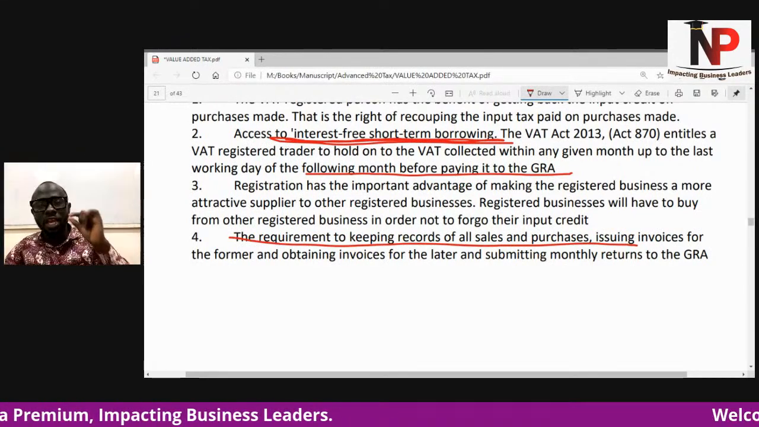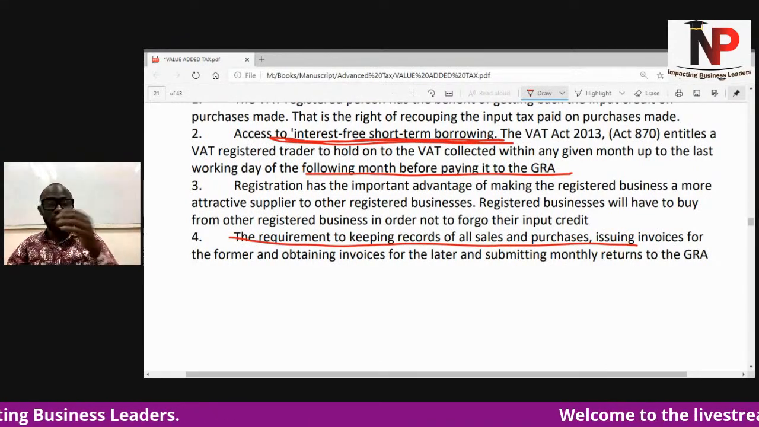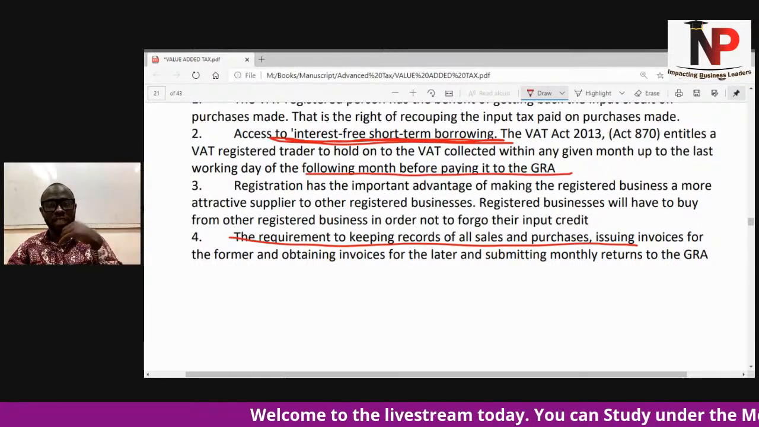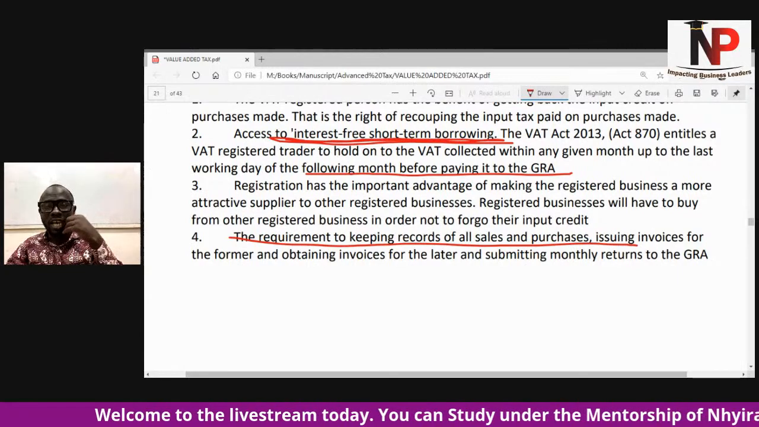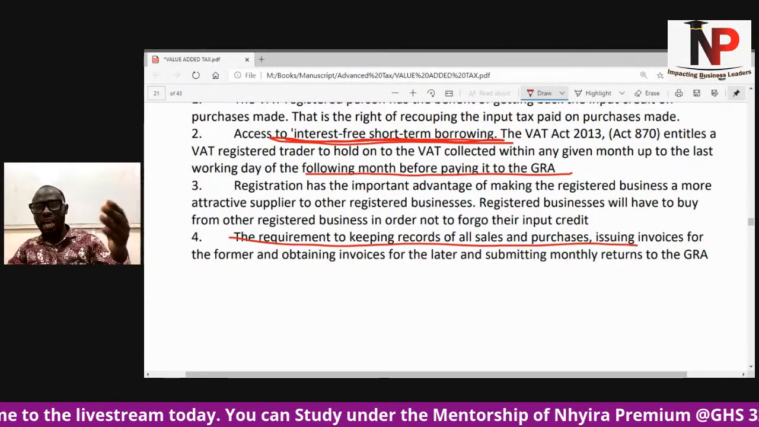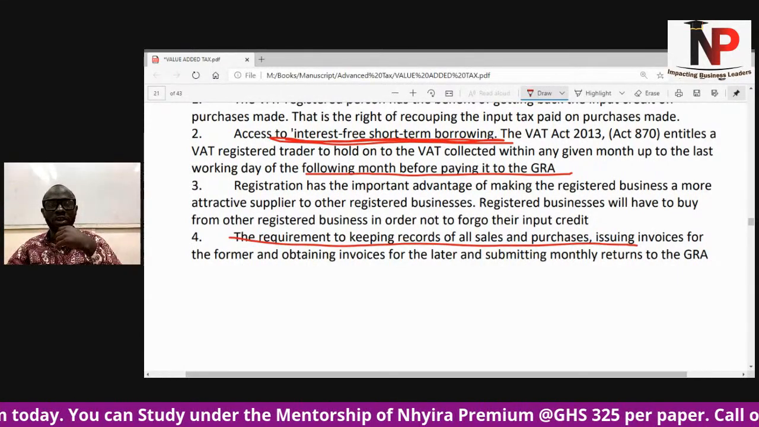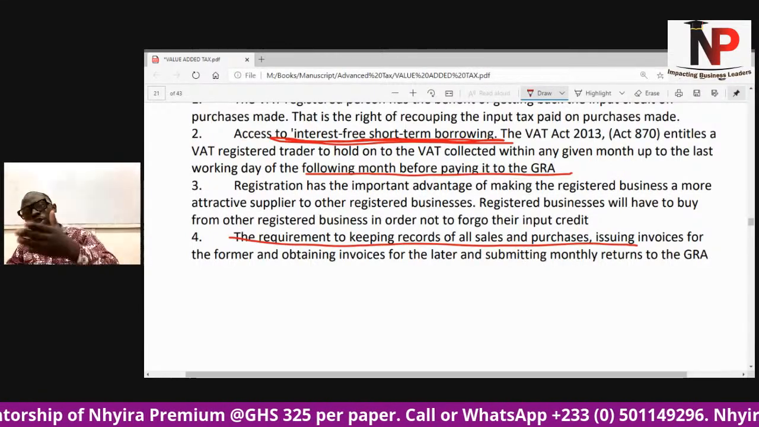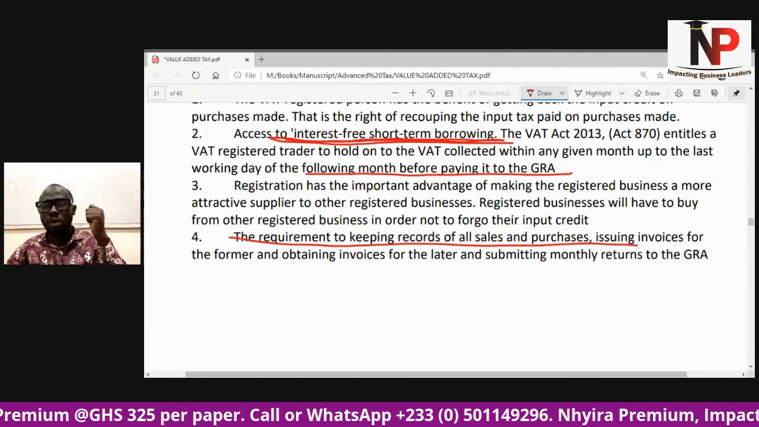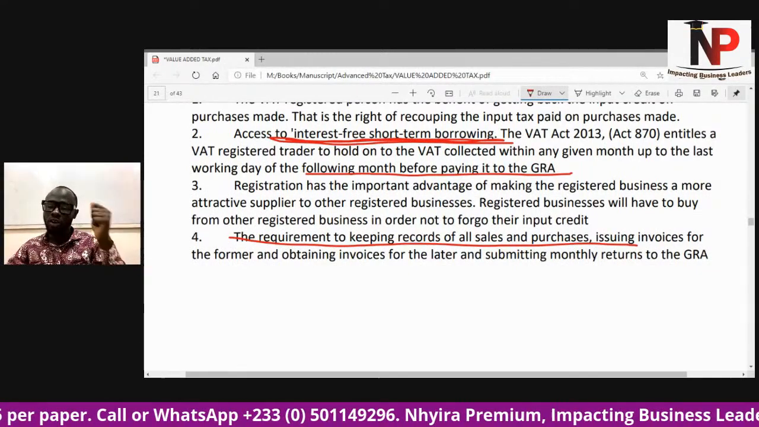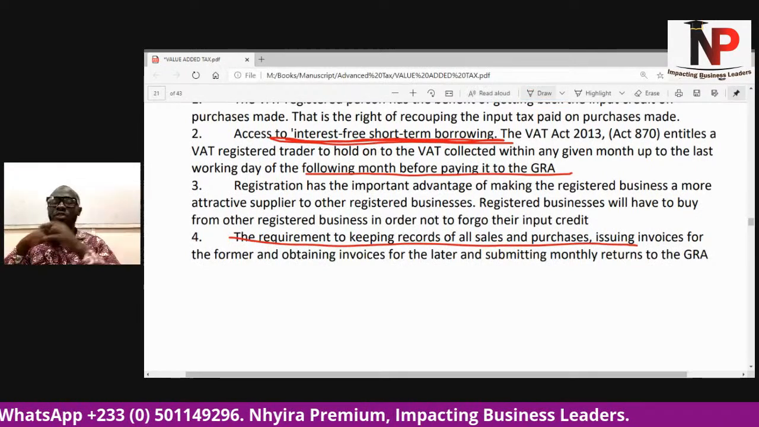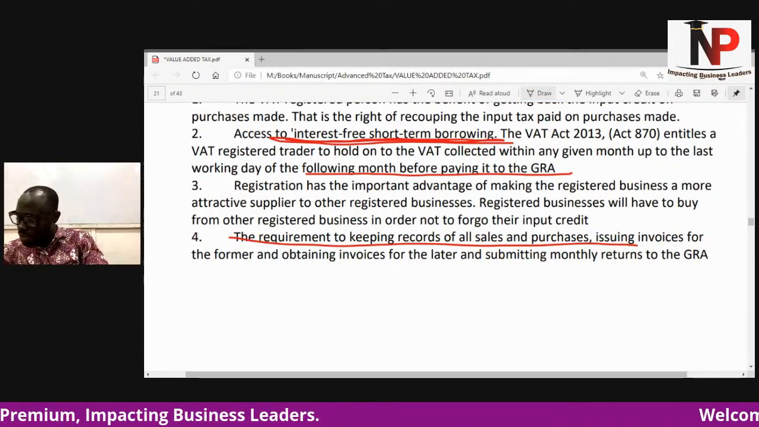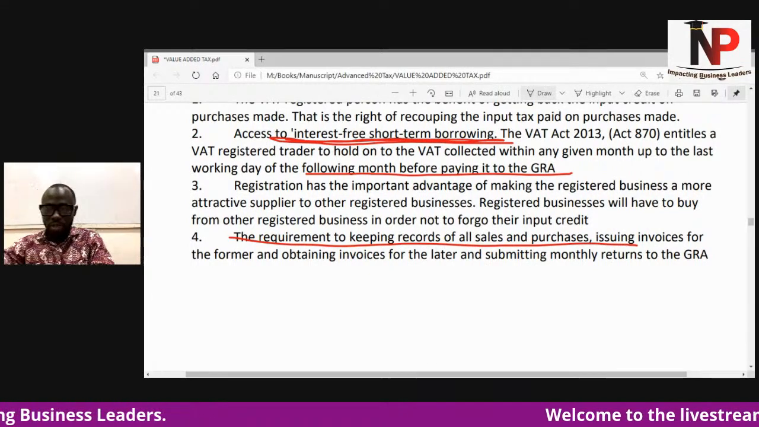Because remember, if you don't keep proper books of account, it means that you're not going to be getting the right amount of VAT. Either you're going to be overpaying VAT or underpaying VAT. In either case, it is not a good thing for the organization. So because you know you are now a VAT registered agent, you're going to be keeping proper books of accounts as an organization. So these are some benefits that we stand to gain when we register our business as a VAT business.